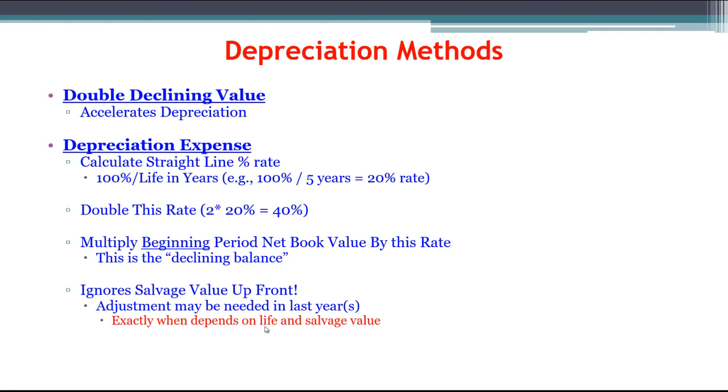Now, exactly when you need to make that adjustment depends on the exact life of the asset, whether you're using the double declining balance method or the 150% declining balance method, and also the salvage value. We'll see a few examples here in just a bit.